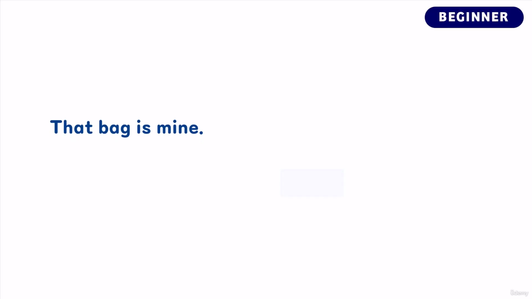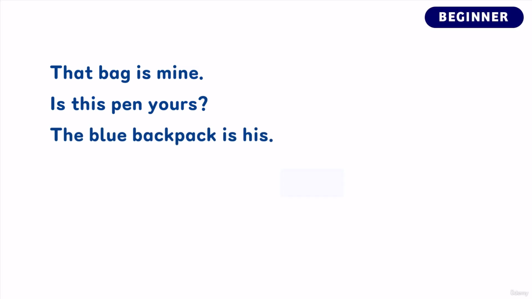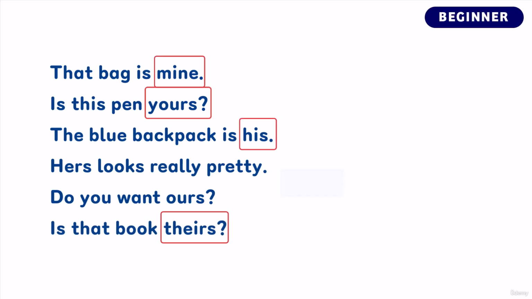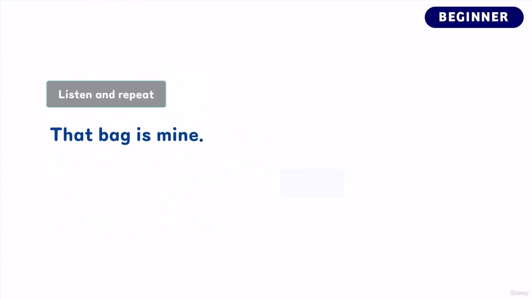Let's take a look at some more example sentences. Is this pen yours? The blue backpack is his. Hers look really pretty. Do you want ours? Is that book theirs? So in each sentence, the possessive pronoun can be used as sentence subject, subject complements, or objects of verbs. Let's do a speaking practice of these sentences.